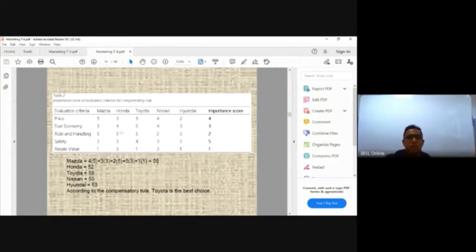Criteria are on this side. These are the importance or weightage scores. Multiplication of the importance score or weightage score into the criteria score, and the summation of all, is the final total score.